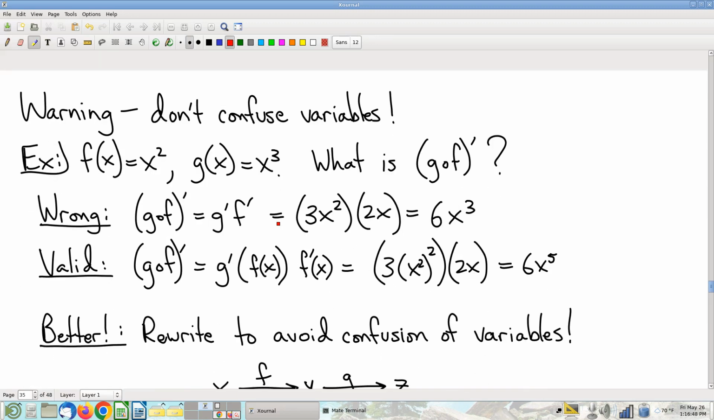Now, a couple of quick warnings. Confusion of variables is a nasty problem. Nasty. Try not to put yourself into a circumstance where you're vulnerable to possibly accidentally stepping on a confusion of variables landmine. Just don't even put yourself in that circumstance. Here's a single variable example.